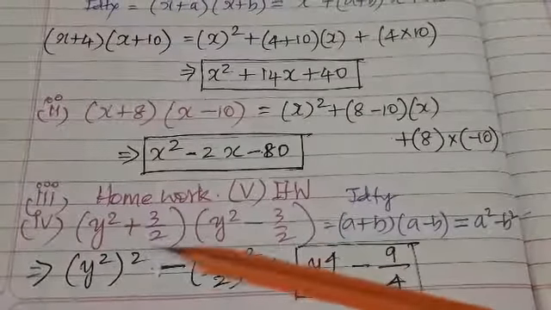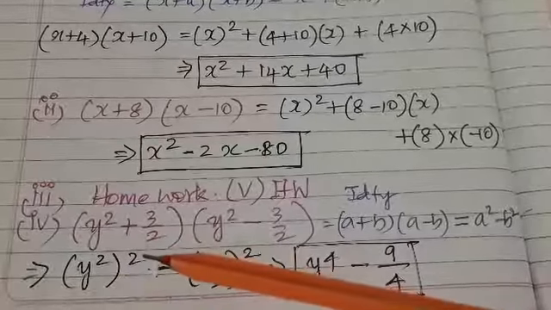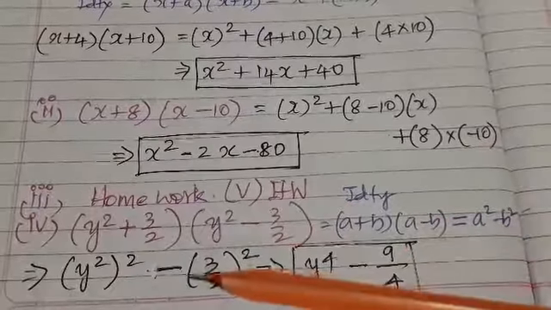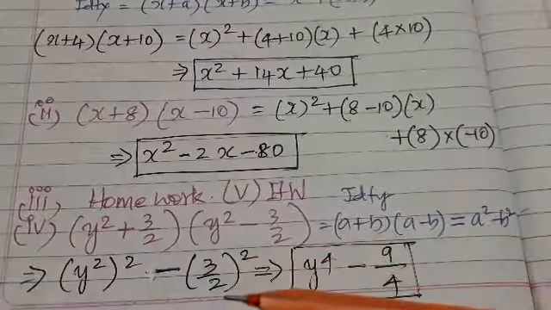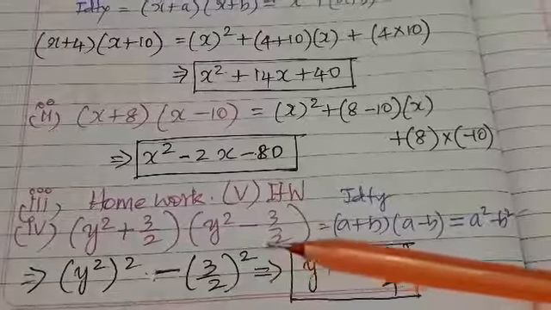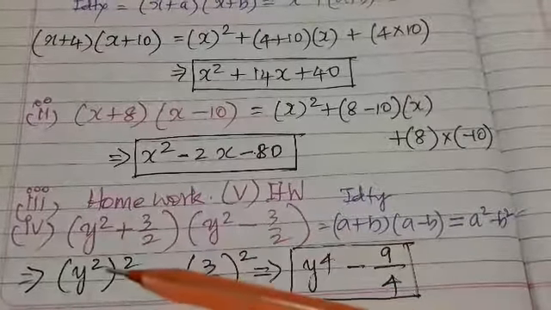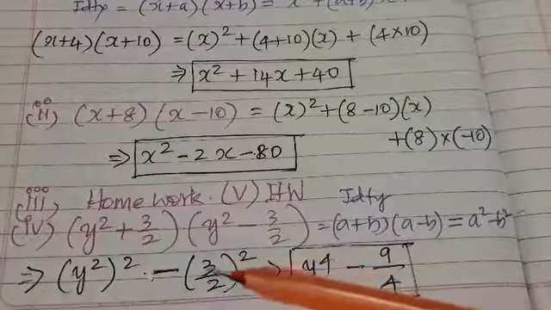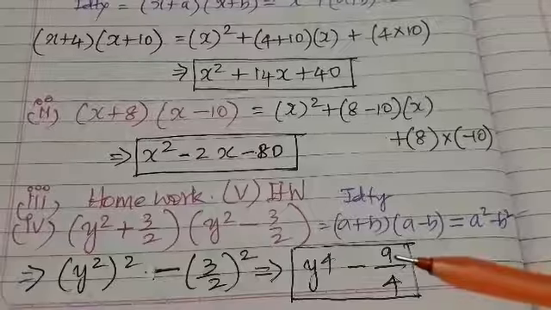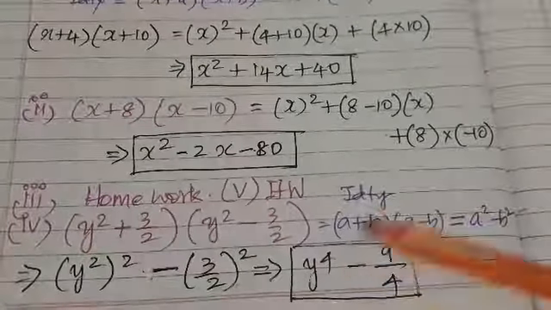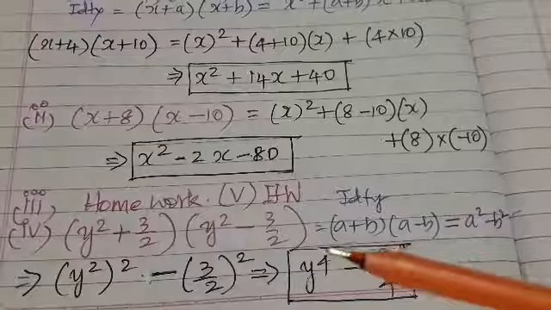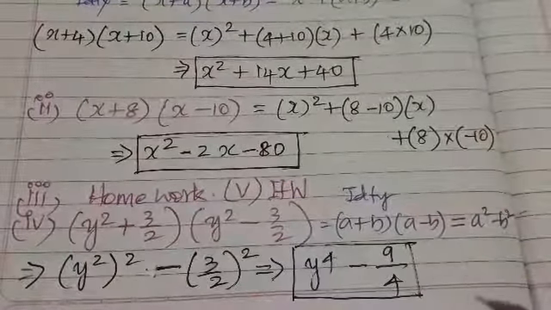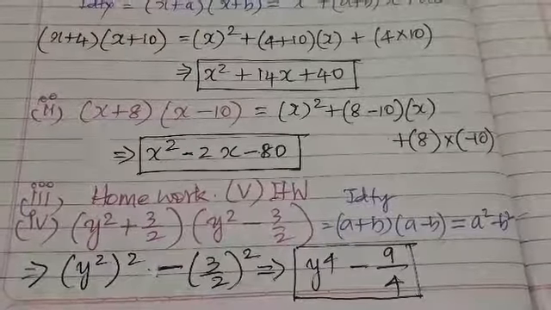So in that form you are writing, which is our a? y square. So y square raised to power 2 minus, in between, a square minus b square, minus is there. So difference of square terms, minus second term (3 upon 2) square. Then expand, remove the bracket. y square squared is y power 4. Then (3 upon 2) squared is 9 upon 4. So your answer is y power 4 minus 9 upon 4. So up to this one today we will complete, and in the next session we will continue with the other problems. Okay, thank you.